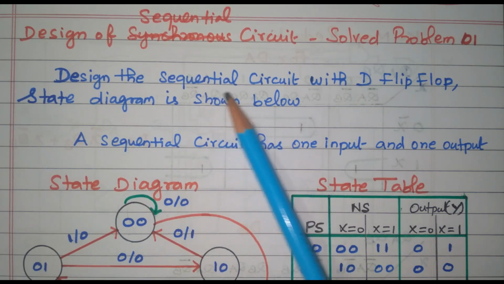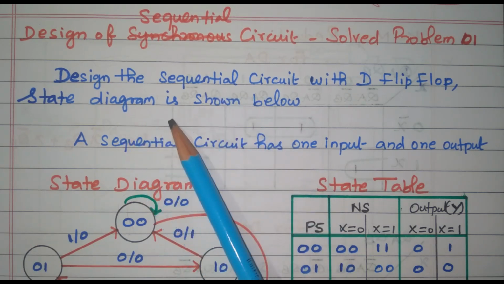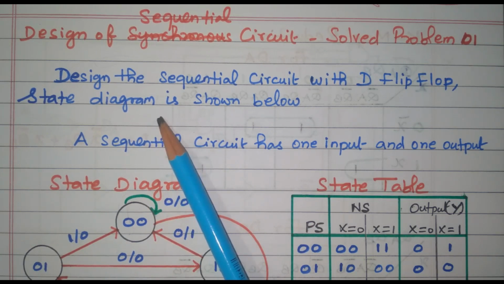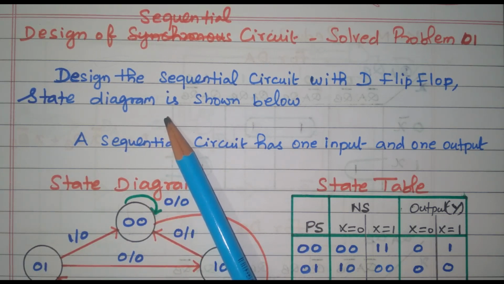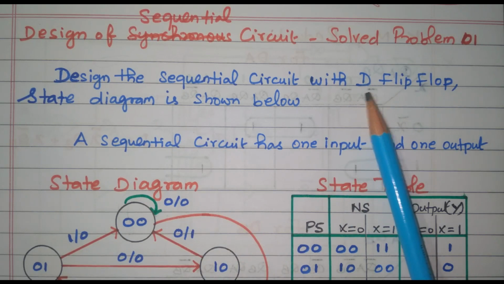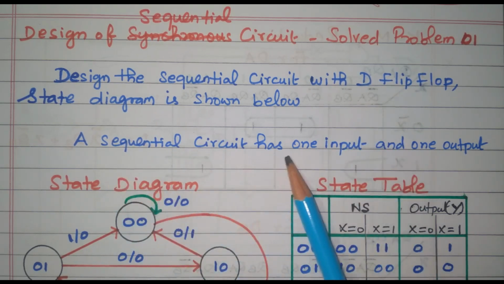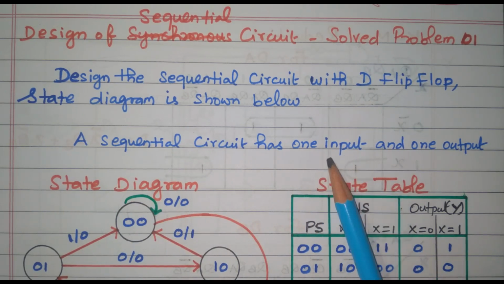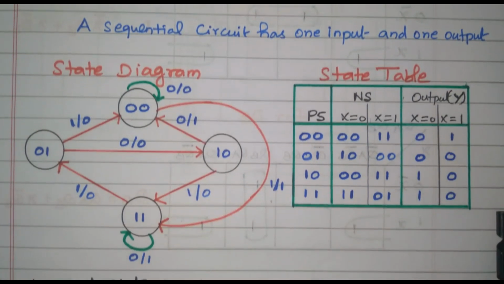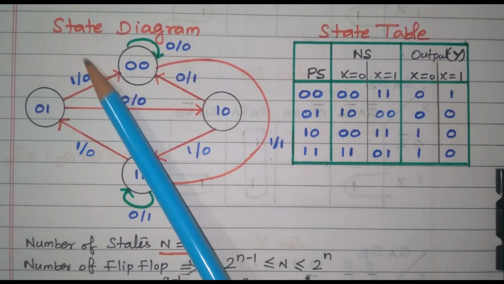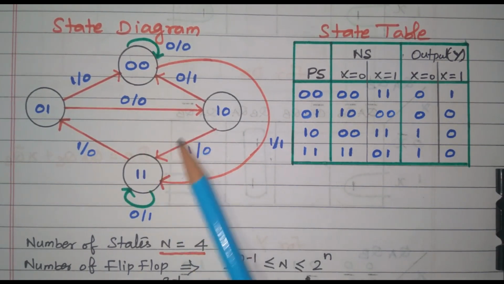So, for designing the sequential circuit, the state diagram is given in the problem itself. Right? State diagram will be available in the question. Here we need to design with the D flip-flop. The sequential circuit has one input and one output. Now, we will see the state diagram. This is the state diagram given in the problem itself.